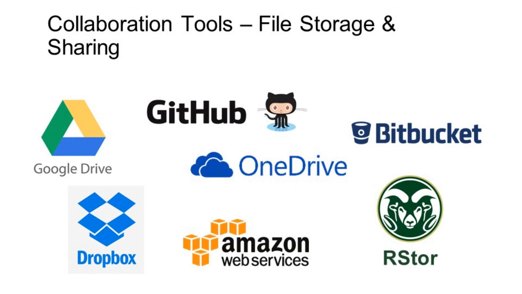GitHub and Bitbucket are primarily for those who want to share programming code. While both were established primarily for those developing software, you can use them to share any type of building block code, such as statistical programming statements.